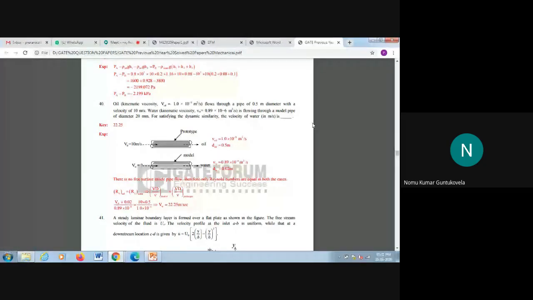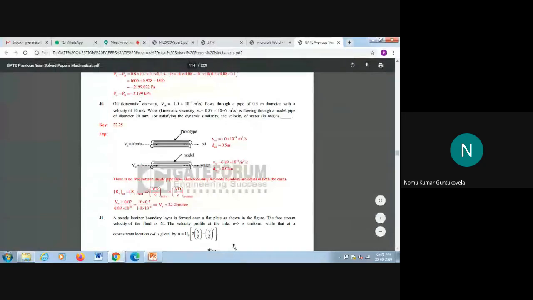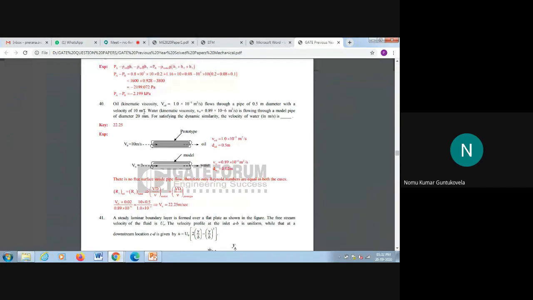See here, coming to the next problem: oil kinematic viscosity, that is V oil equals 1 into 10 to the power of minus 5 meters square per second. They have already given that. Flow through a pipe of 0.5 meters diameter with a velocity of 10 meters per second. That is, we have a pipe of diameter 0.5 meters with a velocity of 10 meters per second, because the fluid is moving there.